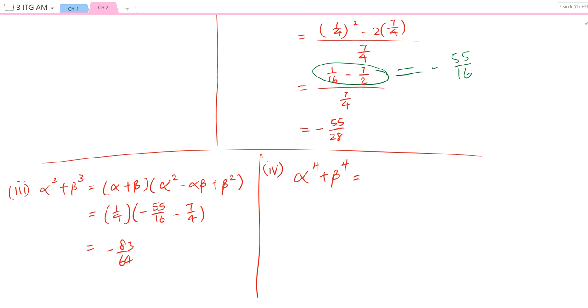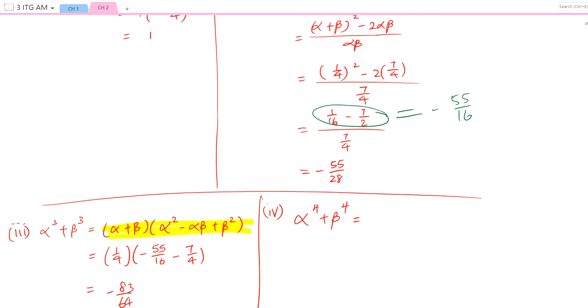Take note, whenever we have sum of cubes and difference of cubes, we will be using this form to get our answers. Because from here we can rewrite the sum and difference of cubes into sum of roots and product of roots. Sometimes you require results that we obtained in the previous part over here. Yes?